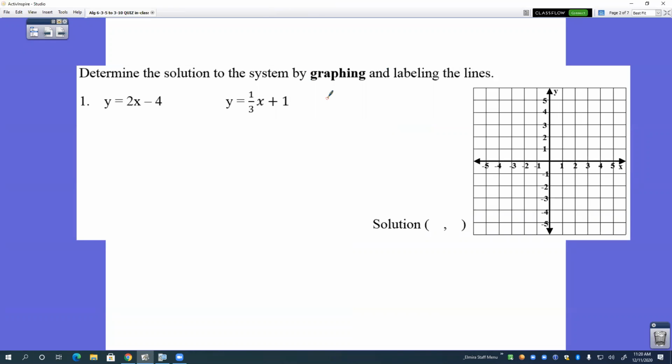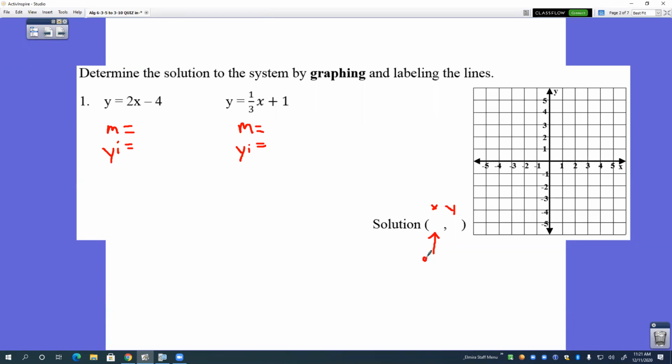All right, so you're going to graph one line, you're going to graph the other line, and see where they cross. So what I want you to do is identify your slope, identify your y-intercept, graph the line. Identify your slope, identify your y-intercept, and graph the line. Where the two lines cross is your solution. Now remember, when you write your solution, you have parentheses and a comma in the middle.